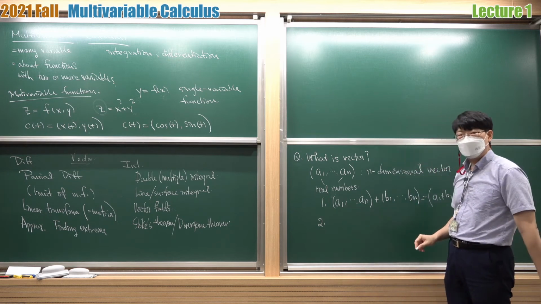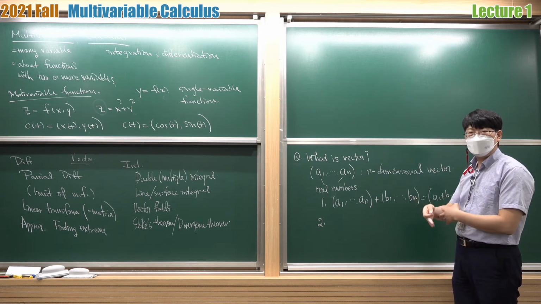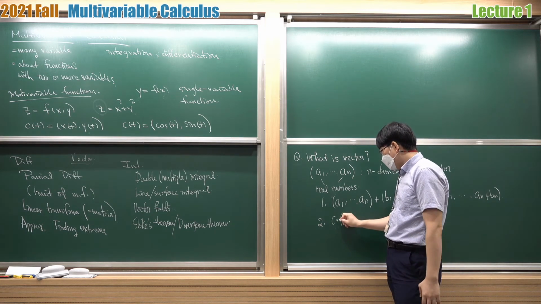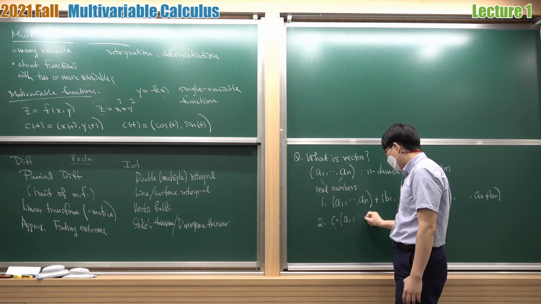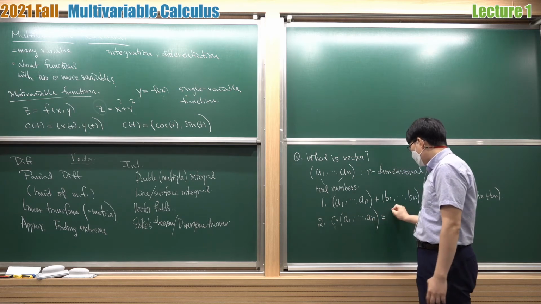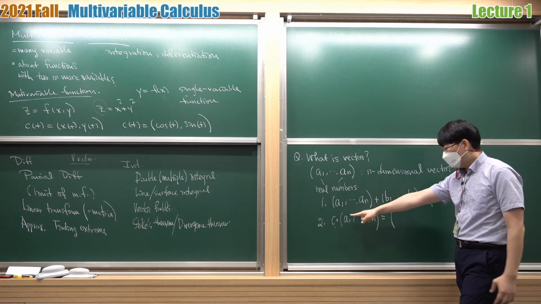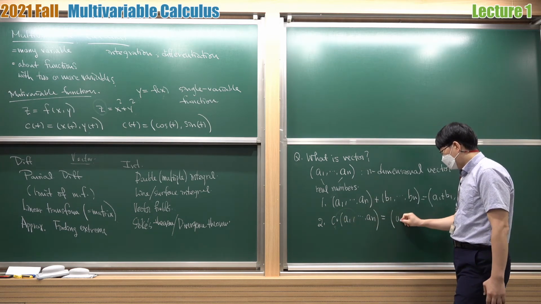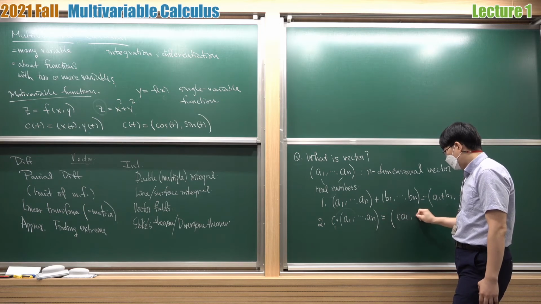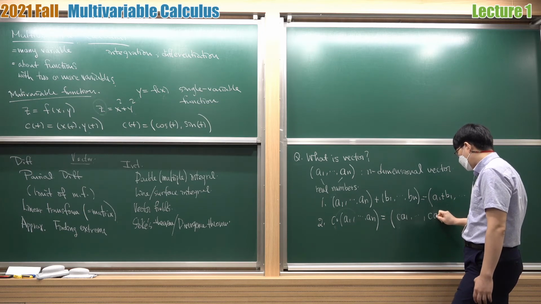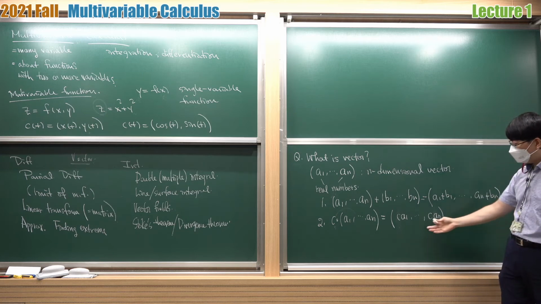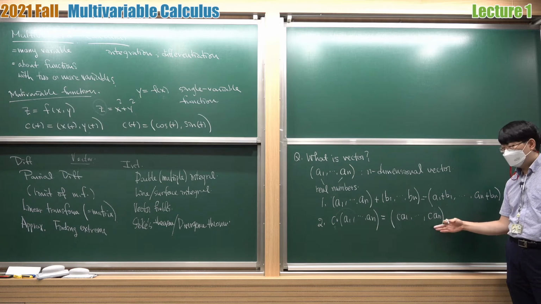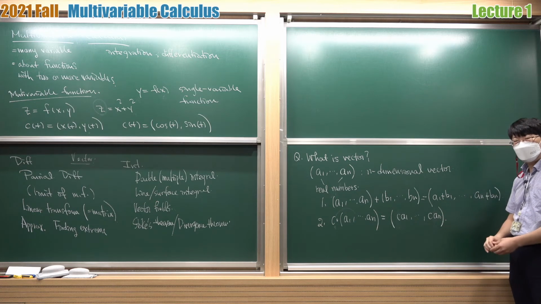And second, you can multiply your vector by some number. Let's say we have C, a real number, and you can multiply C with a vector A1 to AN. How you multiply is using the distributive law: C times A1 is the first component, and C times AN is the last component. Again, you get a new vector here. So this is the intuitive, easiest way to define a vector.